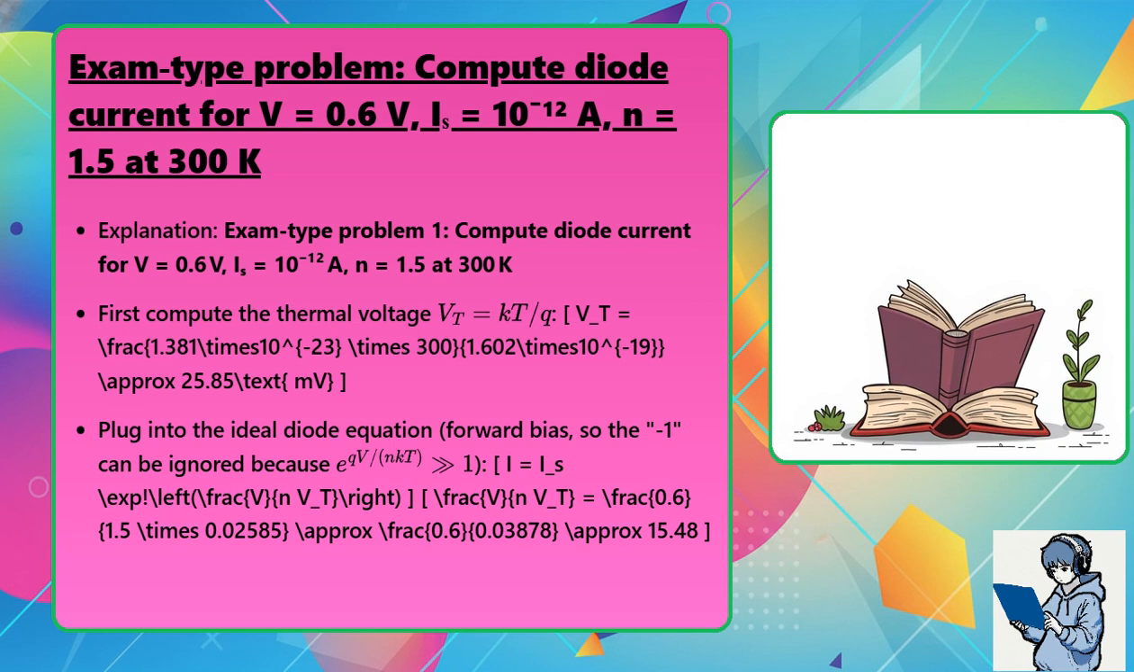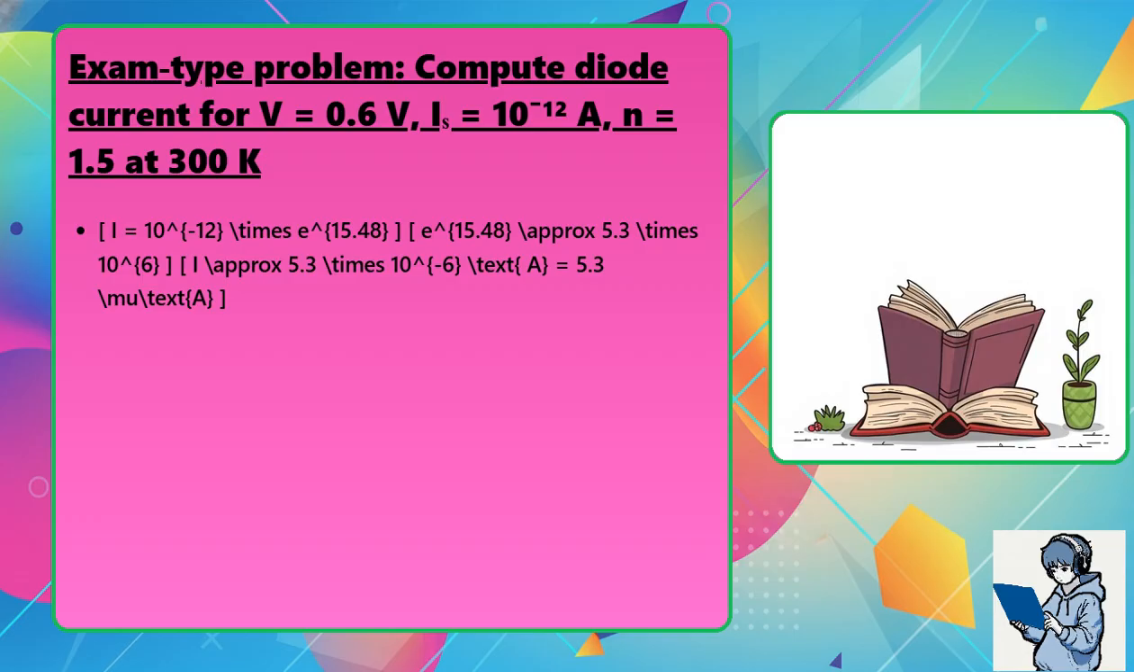Current I equals I sub S times exponential of V divided by N V sub T. V divided by N V sub T equals 0.6 divided by 1.5 times 0.02585, approximately 0.6 divided by 0.03878, approximately 15.48. Current I equals 10 to the -12 times e to the 15.48. e to the 15.48 is approximately 5.3 times 10 to the 6. I is approximately 5.3 times 10 to the -6 amperes, which is 5.3 microamperes.